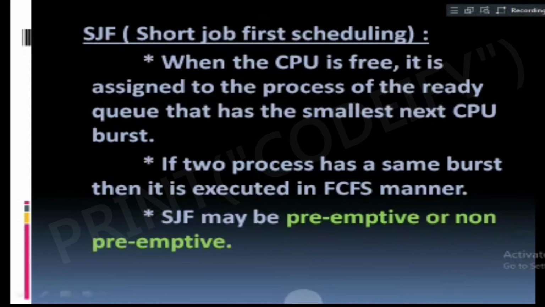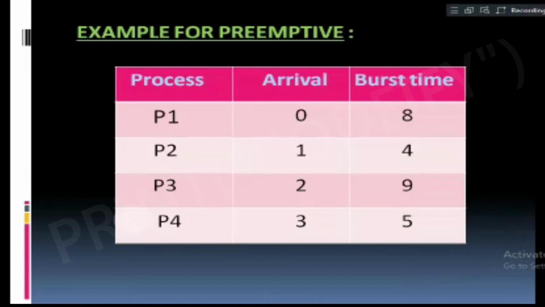Next one is SJF, shortest job first scheduling. While the CPU is free, it is assigned to the process in the ready queue that has the smallest next CPU burst. If two processes have the same burst time, then they are executed in FCFS manner. SJF may be preemptive or non-preemptive. First, we are going to see preemptive. Preemptive scheduling allows a running process to be interrupted by a higher priority process.